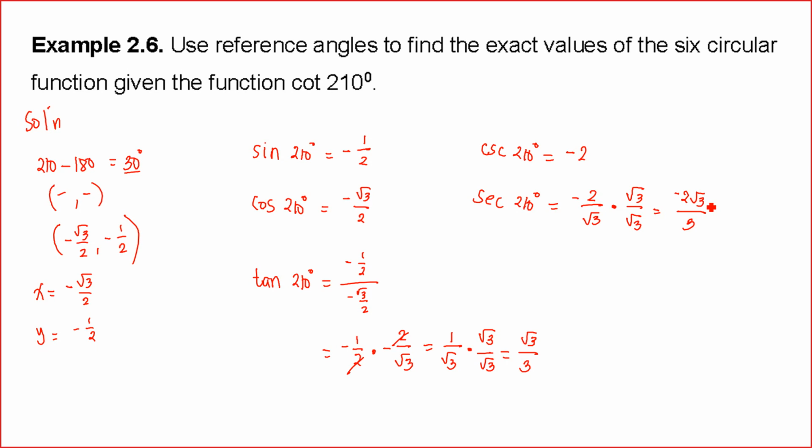Okay. By the way, when we get our cotangent 210, reciprocal of this one, so you have 3 over square root of 3. Multiply by square root of 3 over 3, square root of 3 rather. Then what you will have here is 3 square root of 3 over 3. So divide out, you have square root of 3. So these are the 6 exact values of circular function given that the function is cotangent 210.